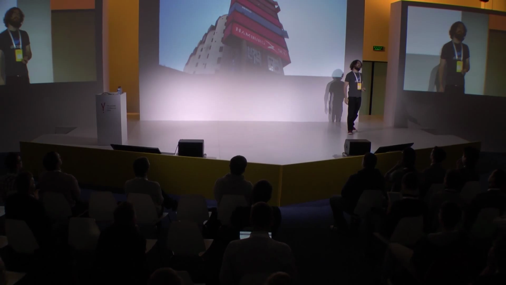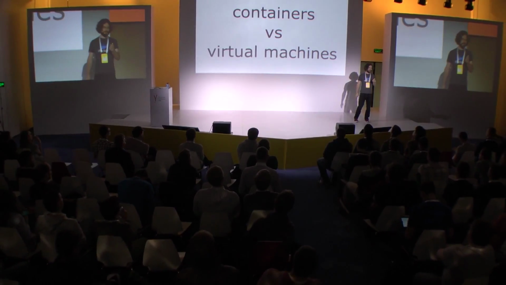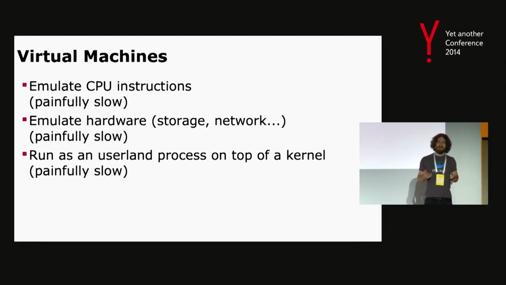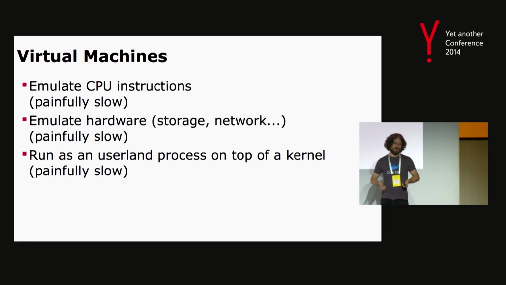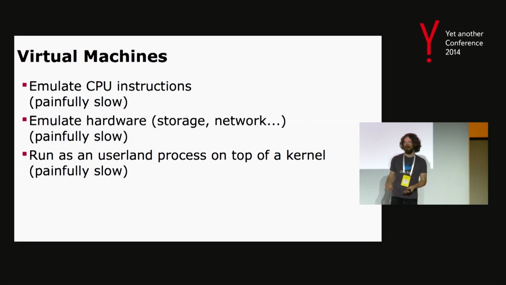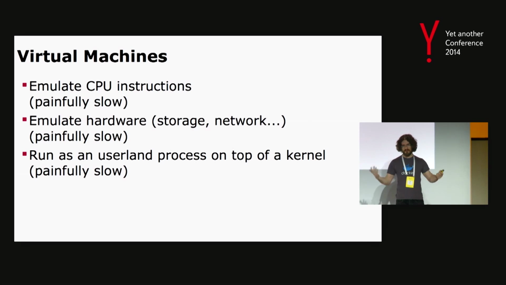Okay, so now let's talk a little bit about the technical differences between containers and virtual machines to see what's so special about containers and where it will lead us. So virtual machines, in the beginning, they would emulate CPU instructions, which would be extremely slow. They would emulate the hardware, which would also be extremely slow. And they would run as a normal process on top of a kernel, which means this time you need to communicate with the external world. You need to make syscalls and transition between user and kernel, which is also extremely slow.